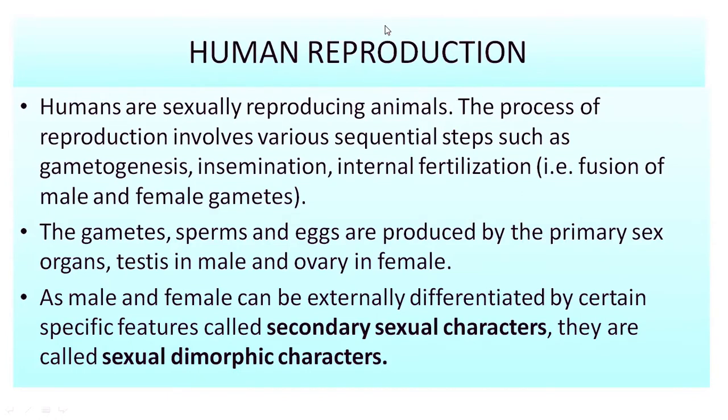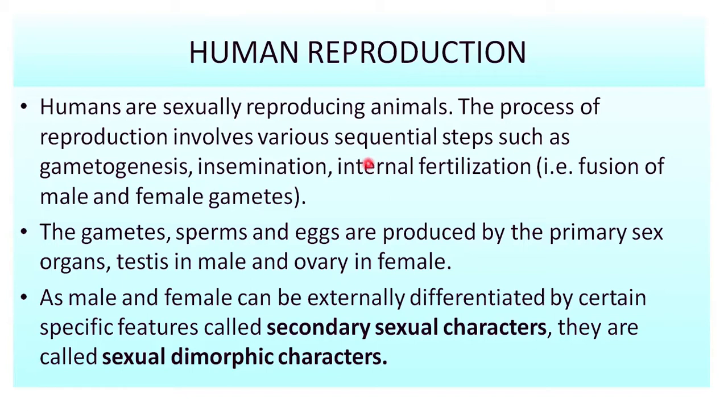So what is reproduction? As we know, students, reproduction is nothing but giving birth to young ones, to offspring from their parents to develop a new generation, and that's why generation is going on continuously. Now, this reproduction is a sexual process, meaning humans are sexually reproducing animals. So the process of reproduction involves various sequential steps.